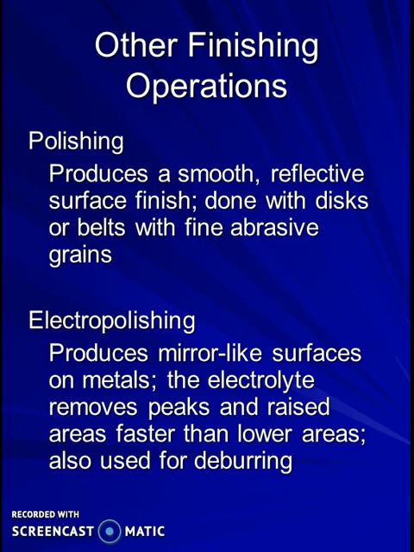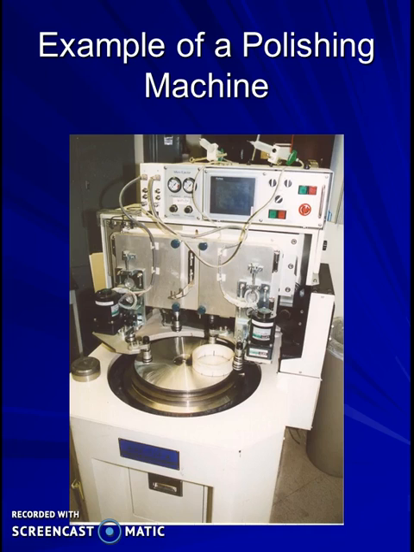And electro-polishing: with the help of an electrolyte we will remove the material, peaks and raised areas faster than lower areas. This is also used for deburring operations. Deburring means whatever sharp edges we get from machining operations, we can easily remove with the help of these electro-polishing operations.